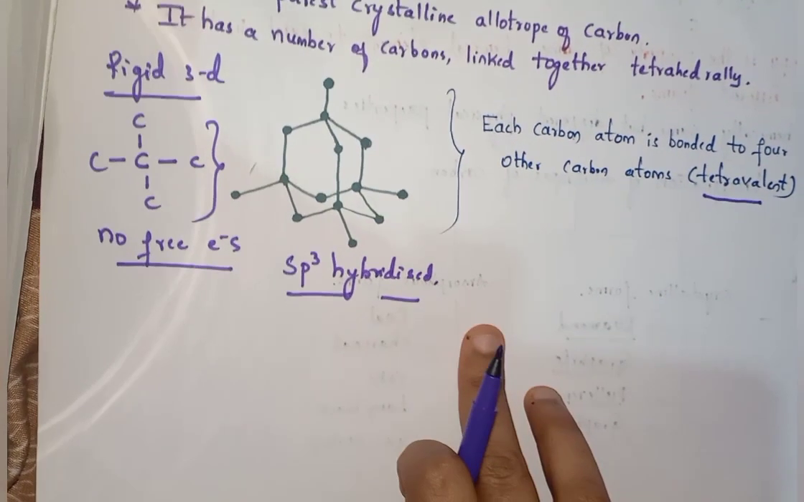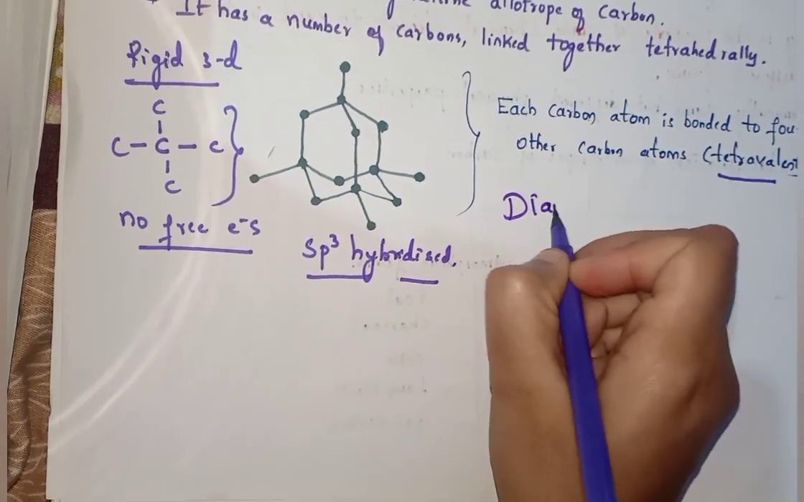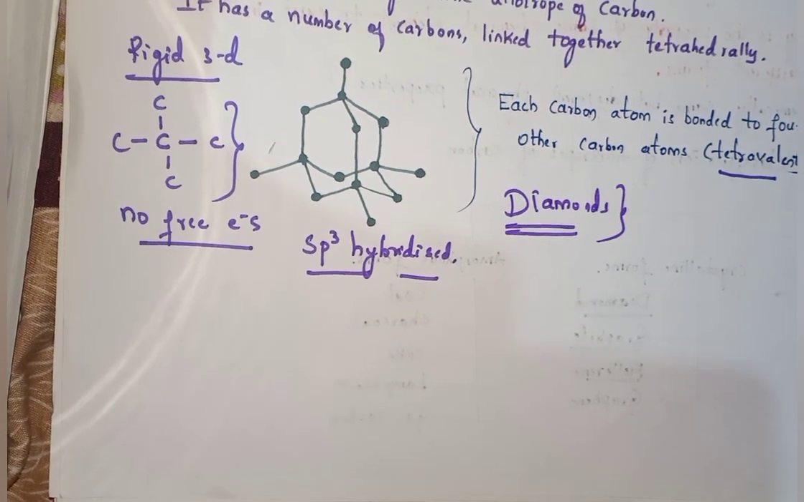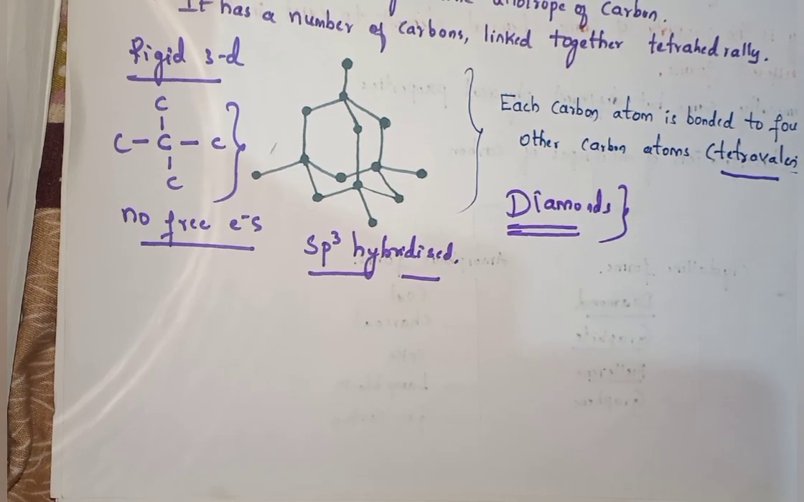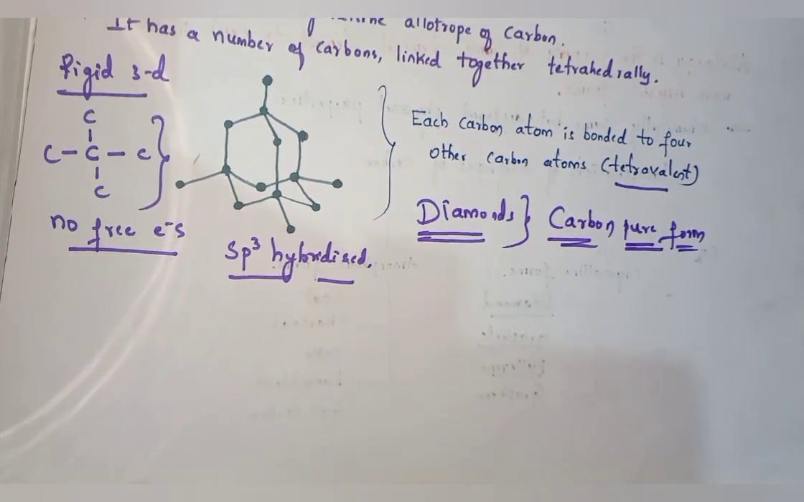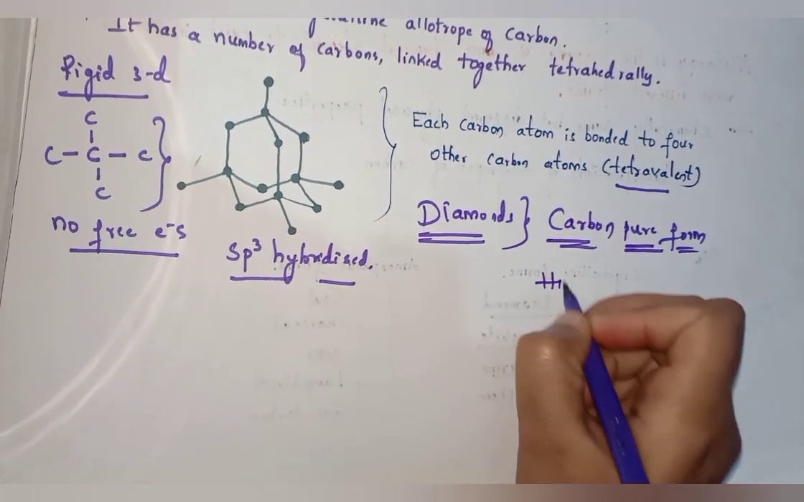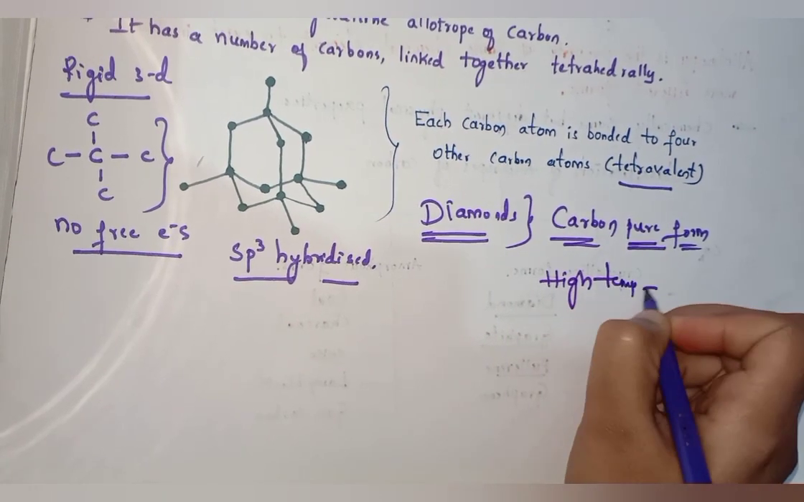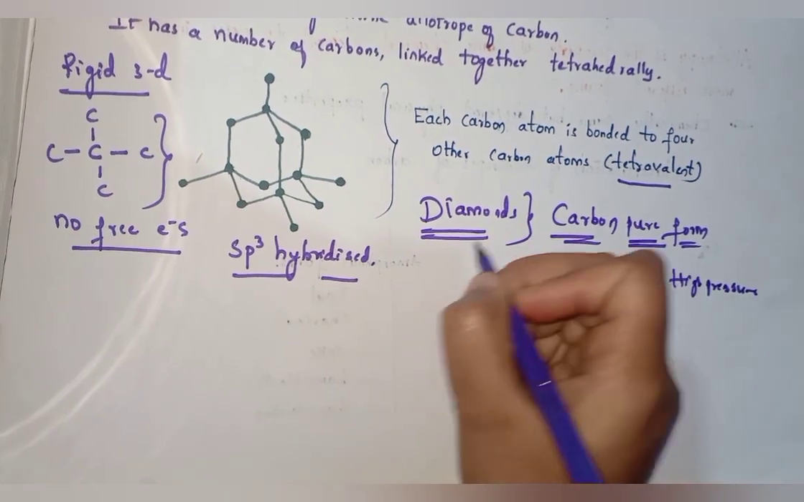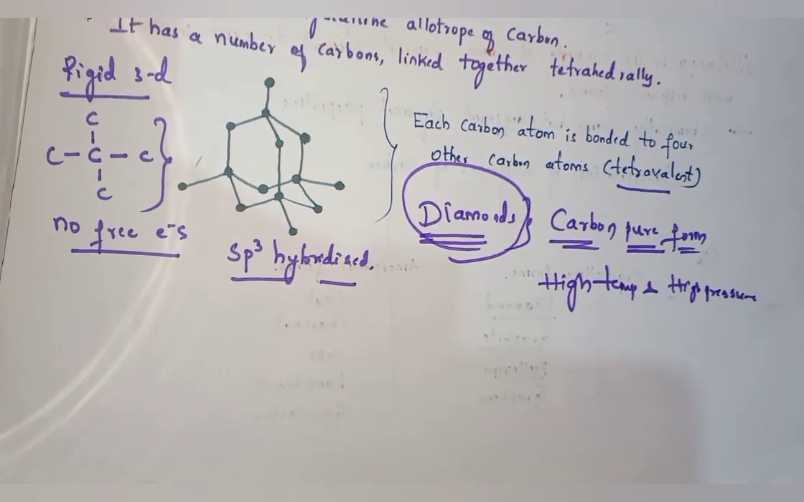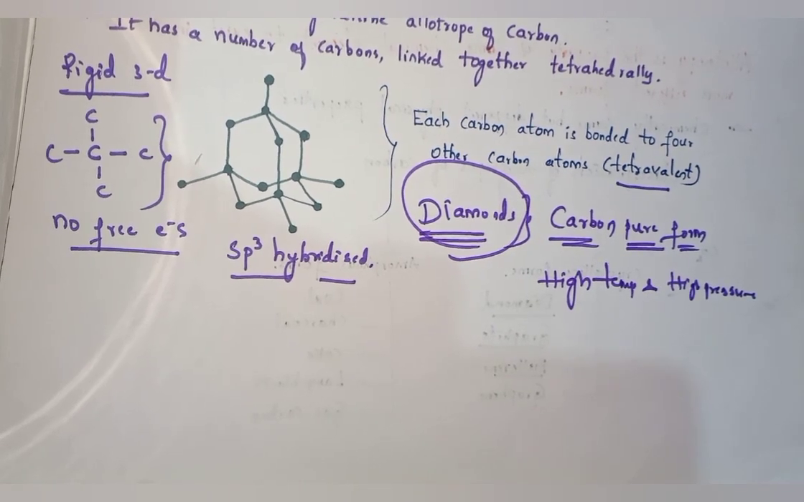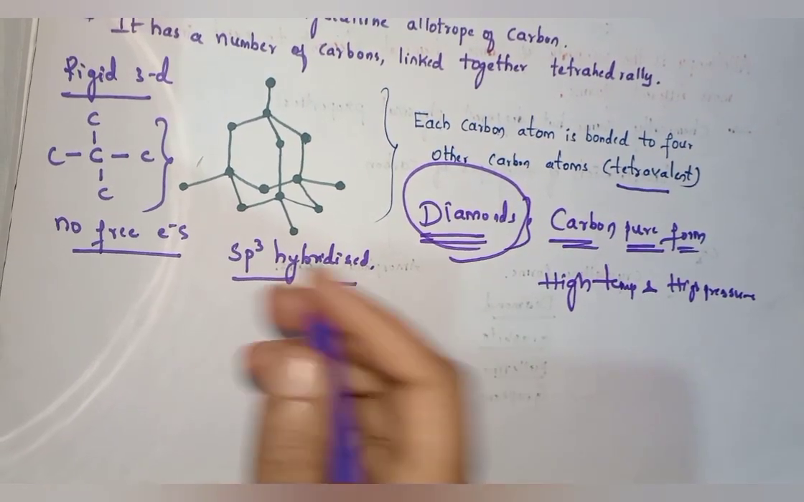Now comes the question: how can diamonds be synthesized? It is synthesized by subjecting pure carbon to very high temperatures and pressures. When we heat the carbon in the pure form to very high temperatures and very high pressure, then we can synthesize the diamond. And here is the important question: do diamonds conduct electricity and heat?